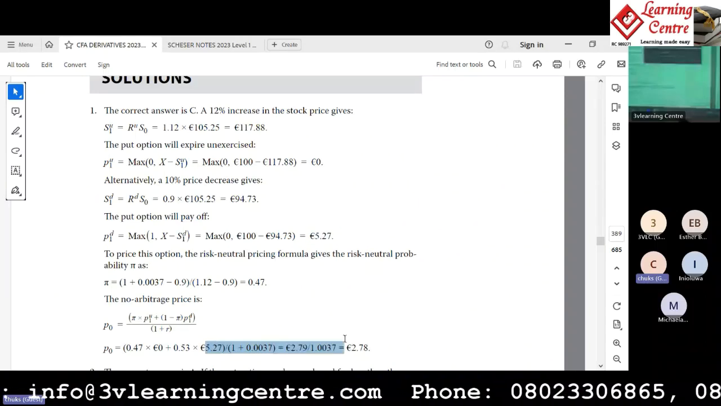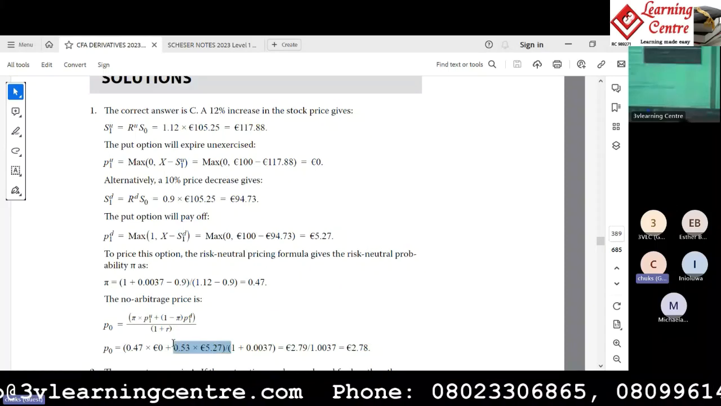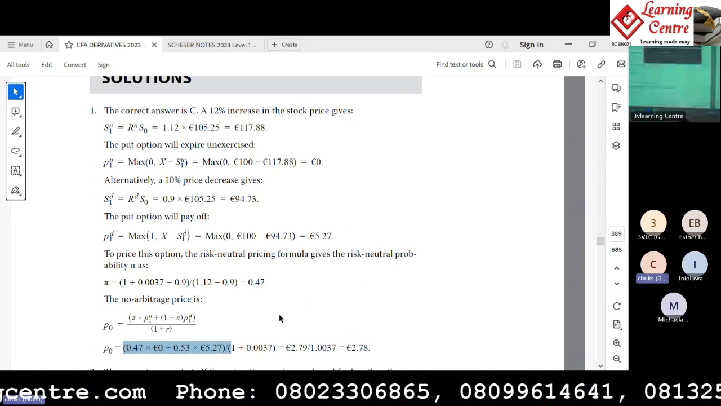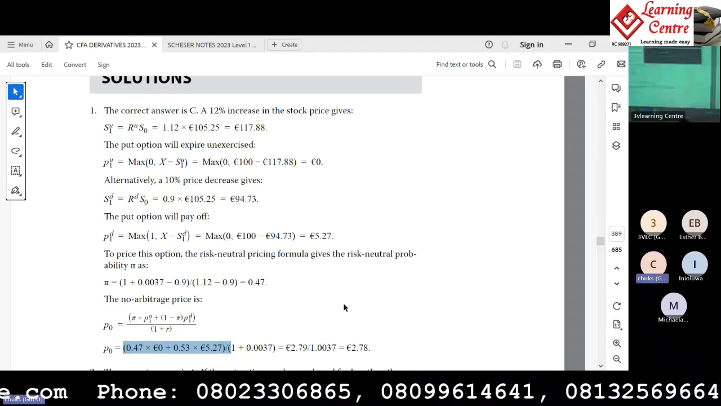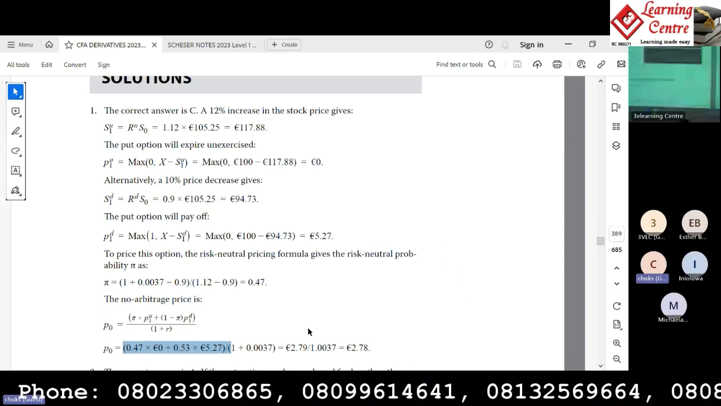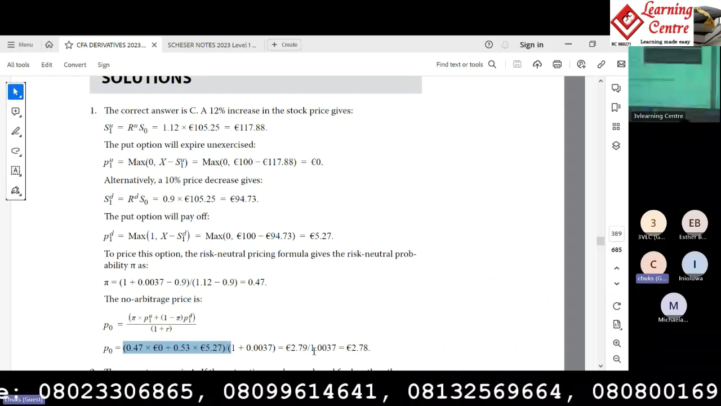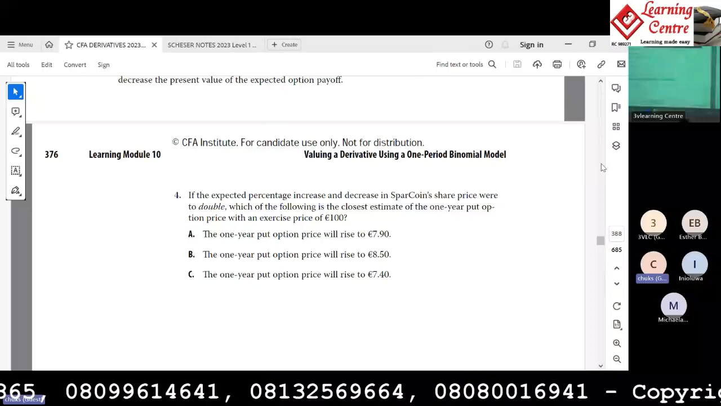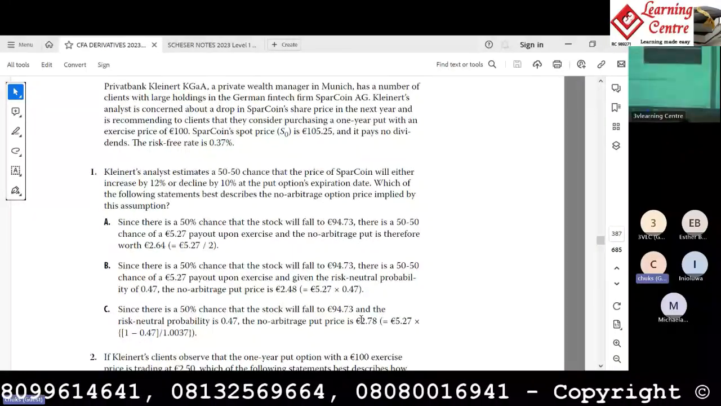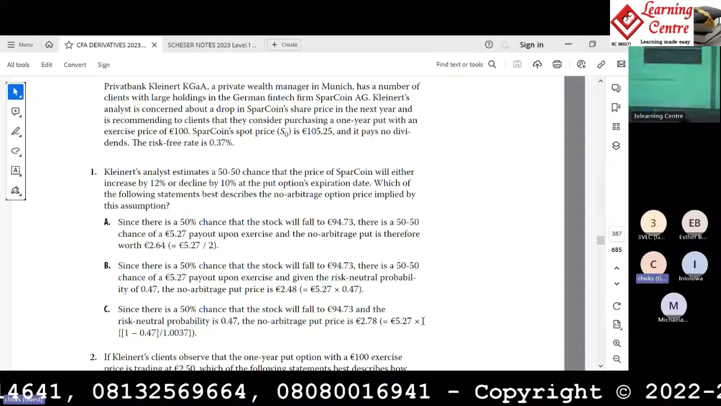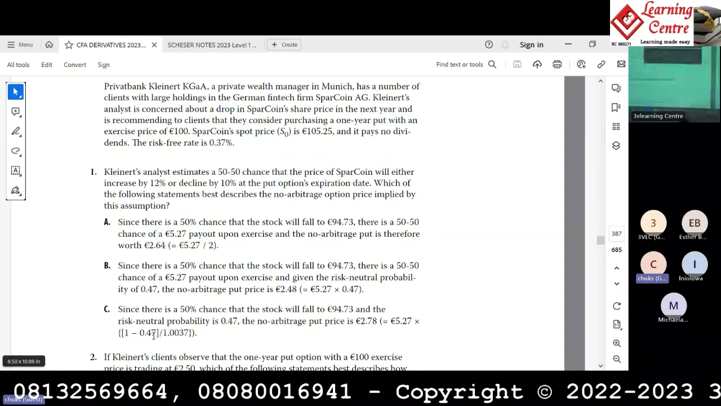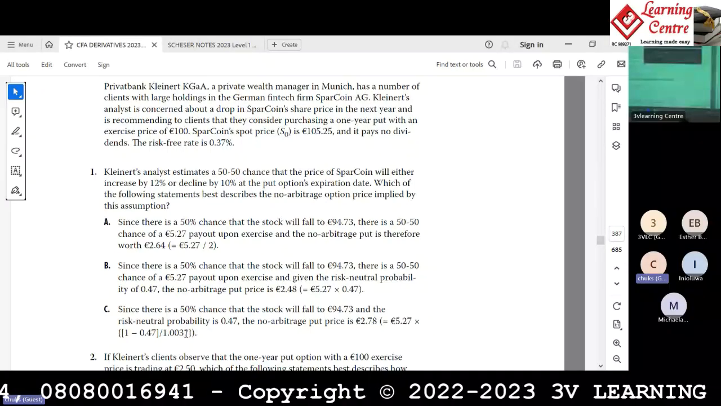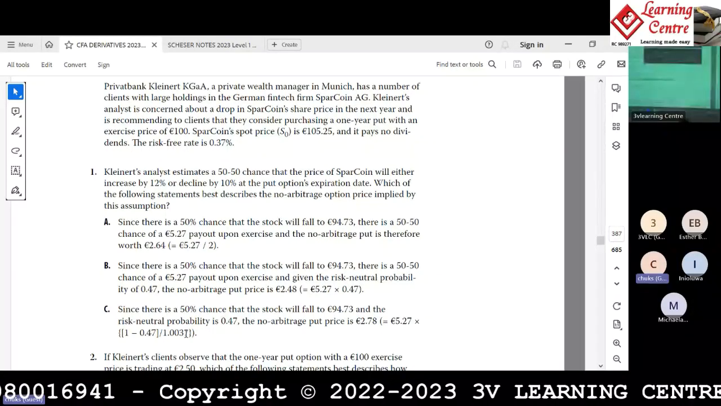Once you do this part of the equation, you will get 2.79. Then that 2.79, you now bring it to a present value by dividing it by 1 plus r. That gives you 2.78. So I think that is what they have here. Yes, so 5.27 times 1 minus this divided by 1 plus r. So that is that.